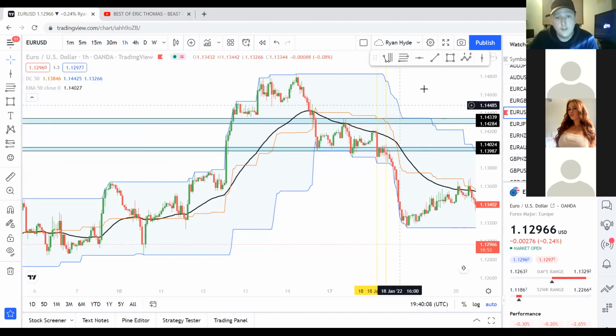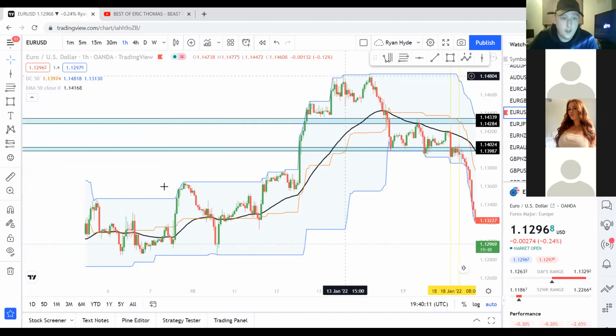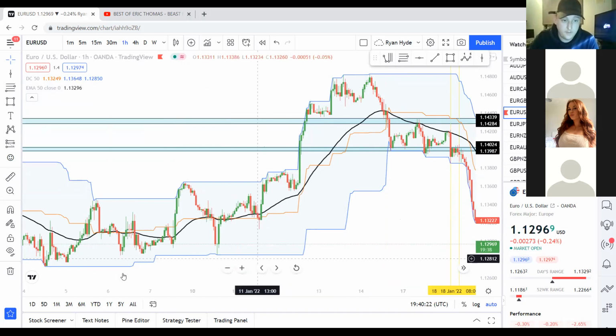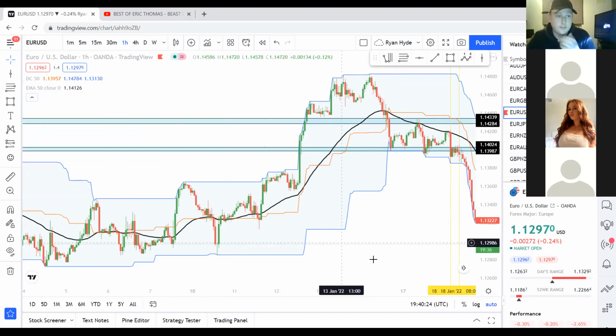And then as you can see here, you see this blue line at the top, running along the top of the price, and then you've got this orange one in the middle, and then another blue one at the bottom. That is the double chain channels.